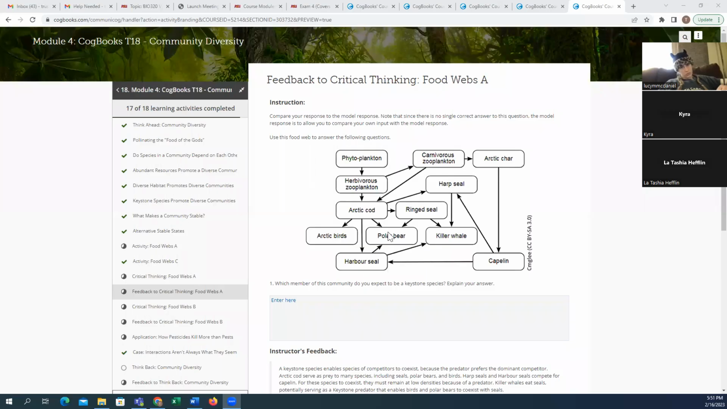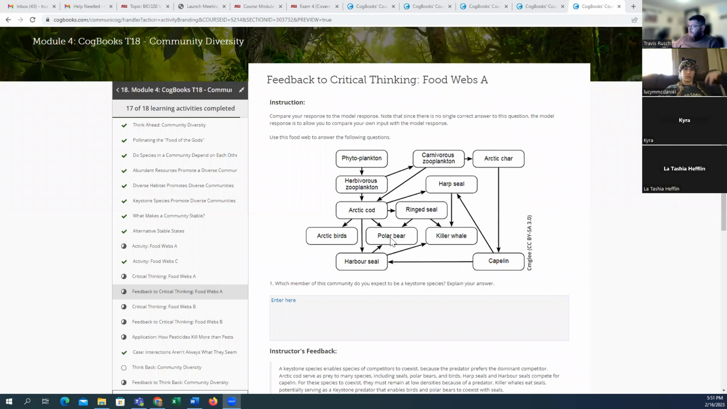So if we see the polar bears right here, we see that the polar bear is a predator on the harbor seal, it's a predator on the cod, it's a predator on the ringed seal. So it feeds on multiple organisms. And the harbor seal feeds on the Arctic cod, and the ringed seal also feeds on the Arctic cod. So the ringed seal and the harbor seal are competing for food. So the polar bear is feeding on two competitors.